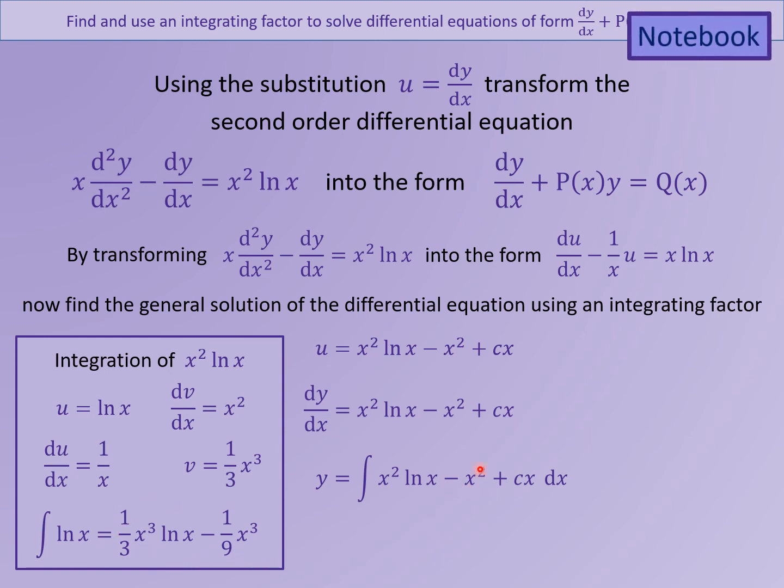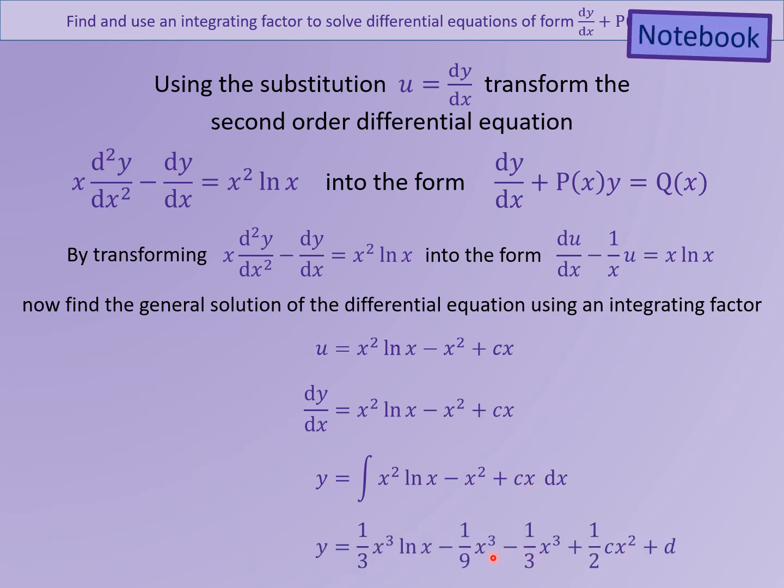Okay. Obviously, the minus x squared is going to go to x cubed over 3, and the cx is going to go to cx squared over 2, plus another constant, which I'll call d or k or whatever you like. Just don't use c again. Okay, so you should have an answer like that. Very well done if you managed to follow through all that.